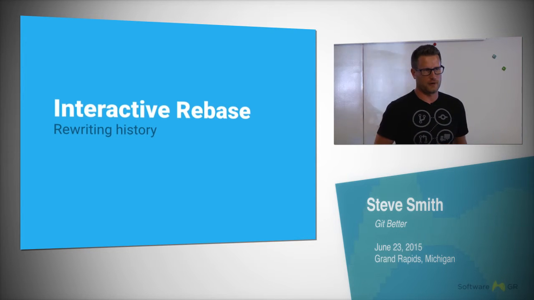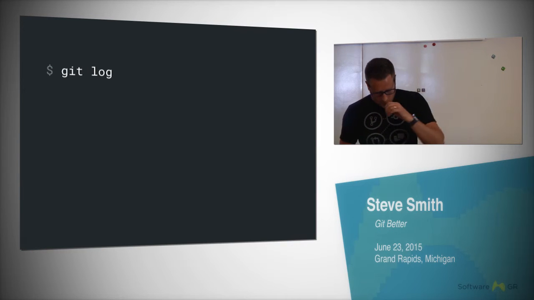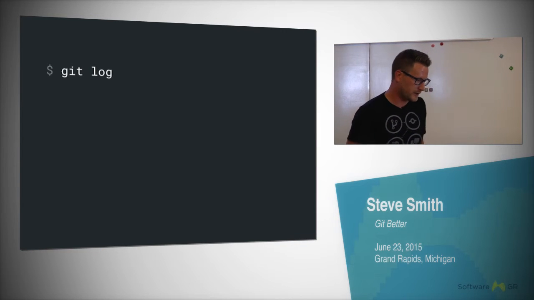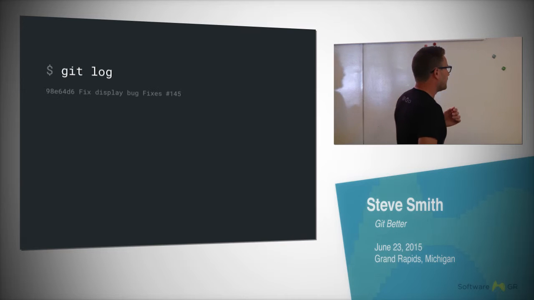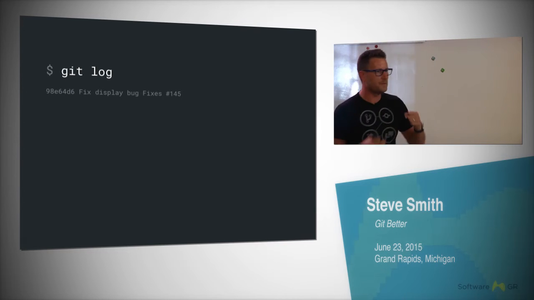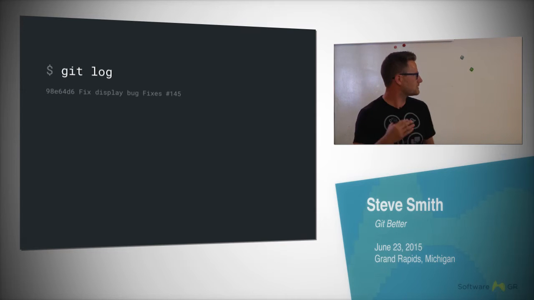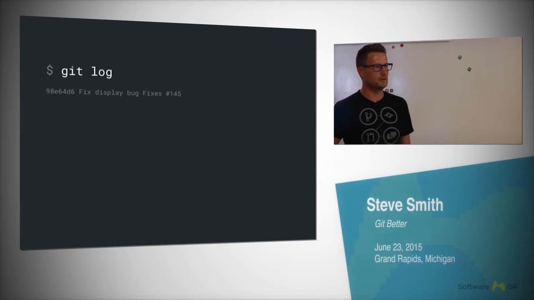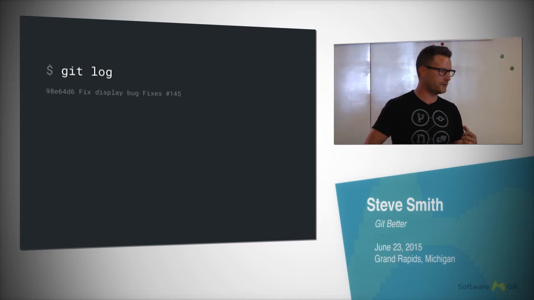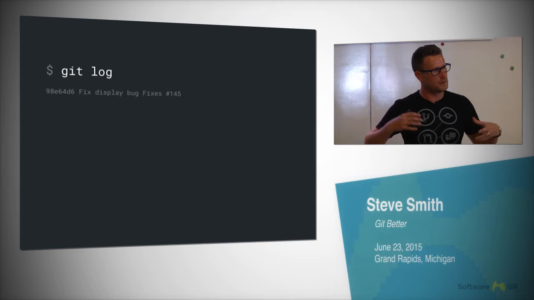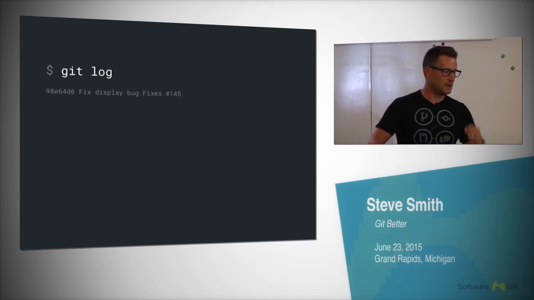I start off really organized, and so I'll say, okay, I'll start making some commits. So let's take a look at my Git log as stuff happens. I make a commit that fixes a display bug, and it fixes issue number 145. Done. Awesome. I have created this branch. I'm going to fix a couple bugs and make a pull request. Great. So boom, I fixed my first bug. On to the next one.